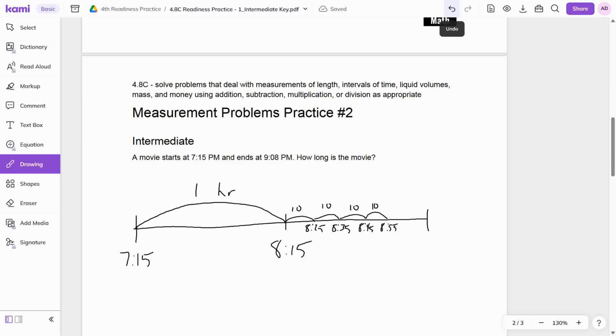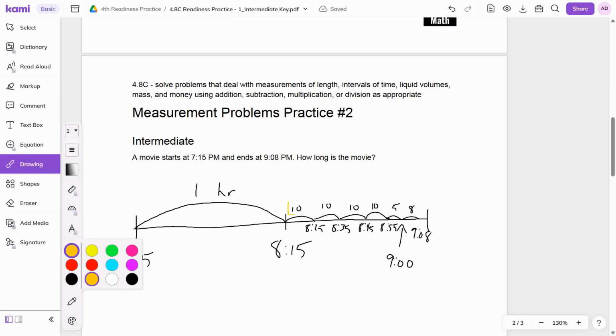Okay. So now, if I could take a little tiny jump right here, 5 minutes, guess what this gets me to? 9 o'clock. If I can get to 9 o'clock, the next jump is going to be pretty easy. I'm just going to do an 8-minute jump, and now I'm at 9:08, which is where I need to go. So really what I need to do now is just add all of these chunks. So let's add my minutes here to make sure that this is less than 60 minutes. If this is more than 60 minutes, I need to convert this to an hour.